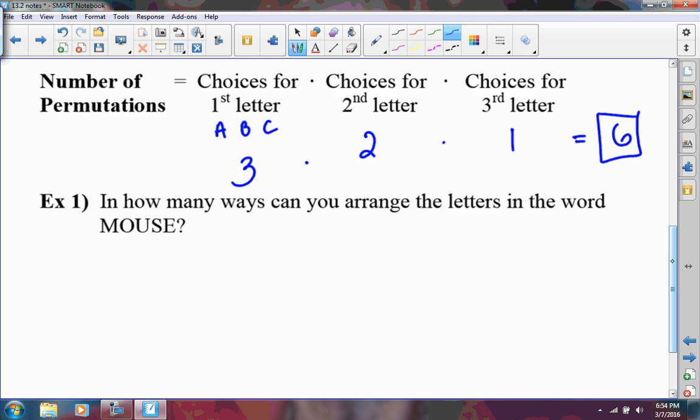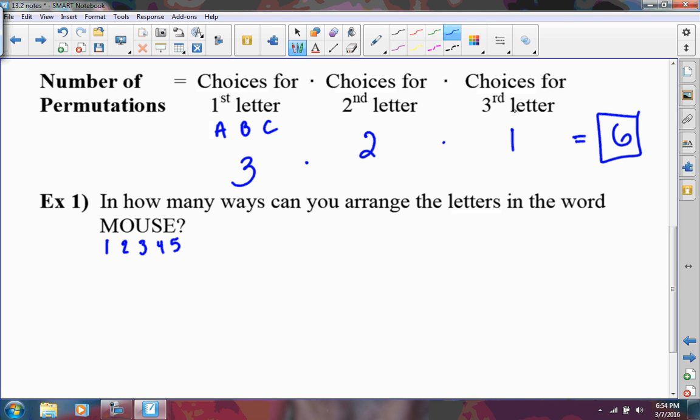So in example 1 here, it says, in how many ways can you arrange the letters in the word mouse? So you don't actually have to write out every single arrangement or permutation that we could have. We just need to count how many letters there are. So in the word mouse, there's 1, 2, 3, 4, 5 letters.